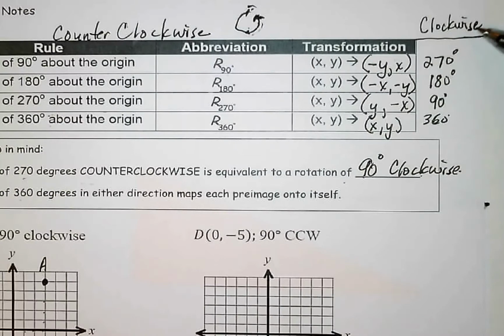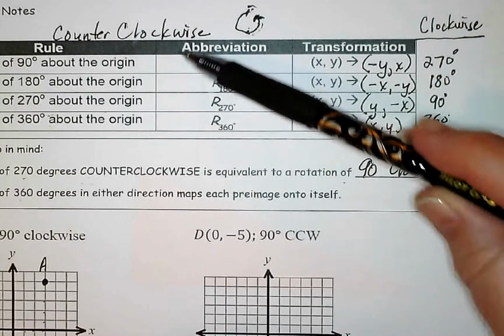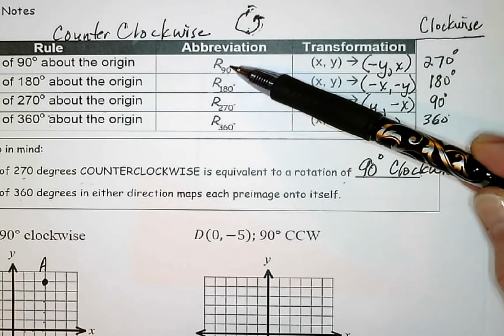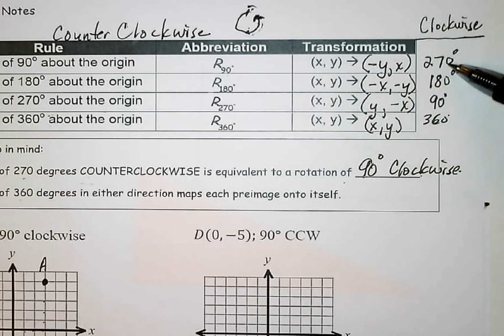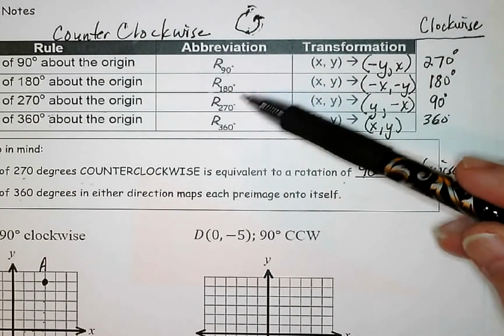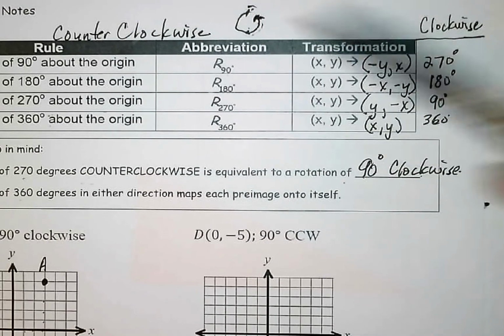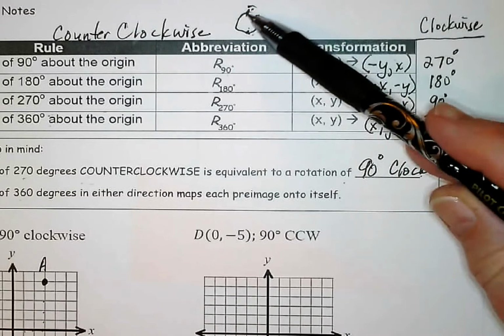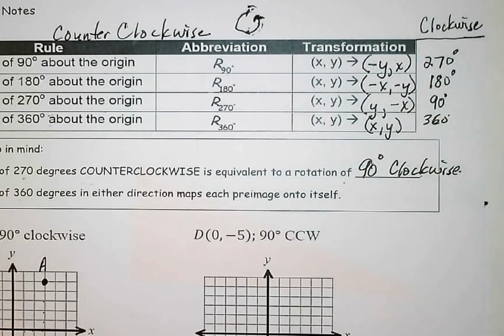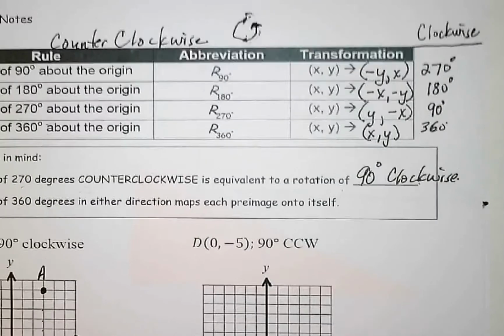But I put over here another column dealing with how do I move it or how do I adjust it if they are going clockwise. So rotating counterclockwise 90 degrees is the same thing as 270 degrees clockwise. We'll show you that in just a second. 180 degrees either way is going to be exactly the same, done the same way. Rotating 270 degrees counterclockwise is the same thing as 90 degrees clockwise. Of course, 360 is the same either way.